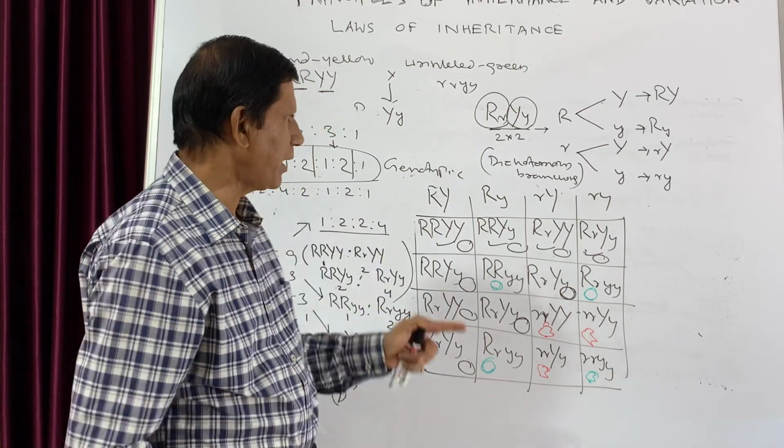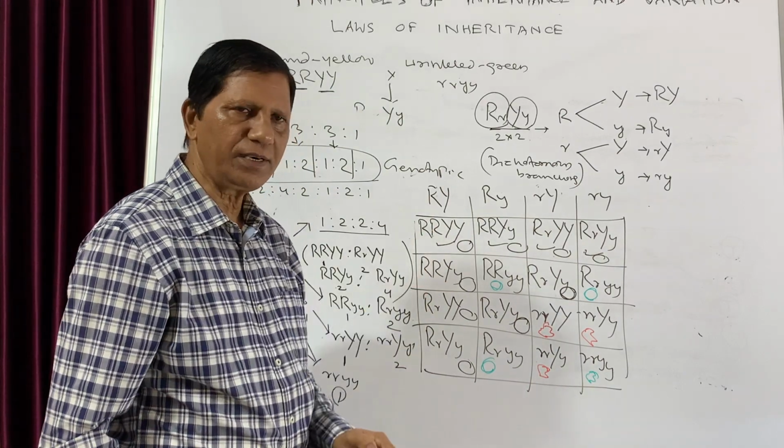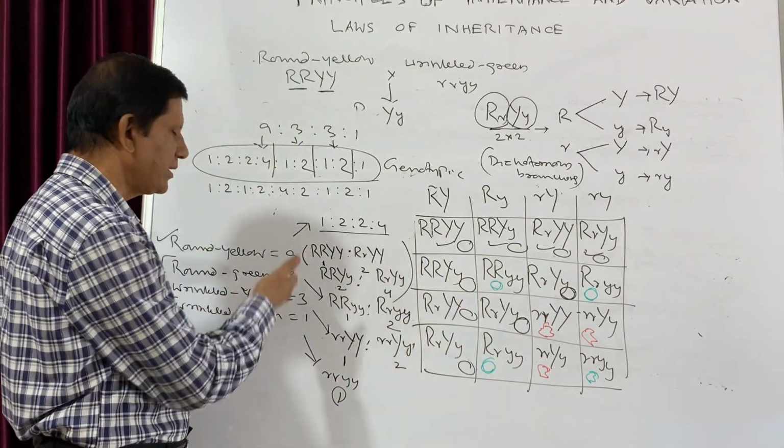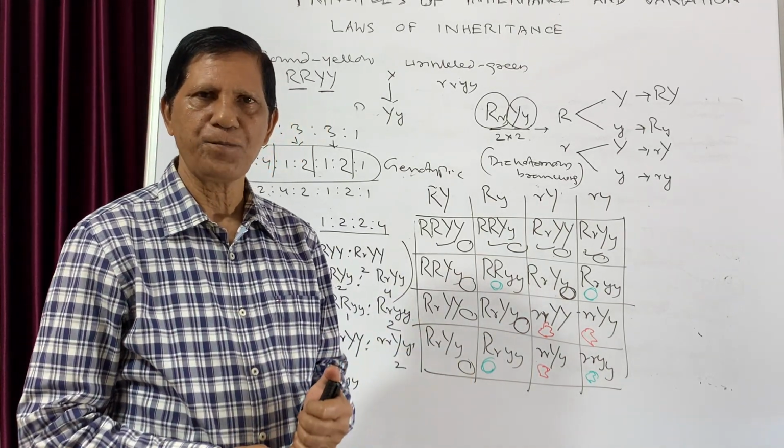That is why 4 types of gametes are possible on the male side, and 4 types of gametes are possible on the female side. That is why all types of recombinations are possible. This is known as the law of independent assortment.